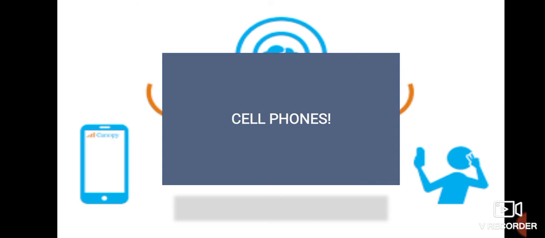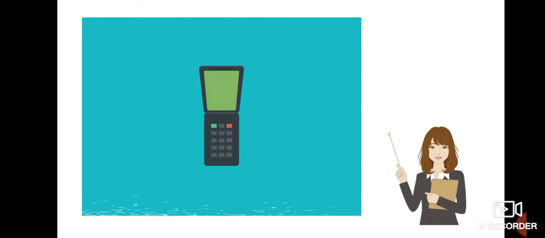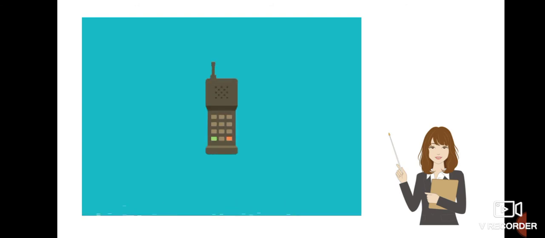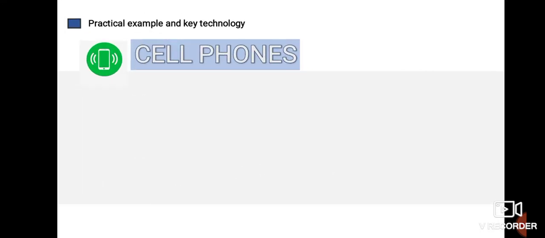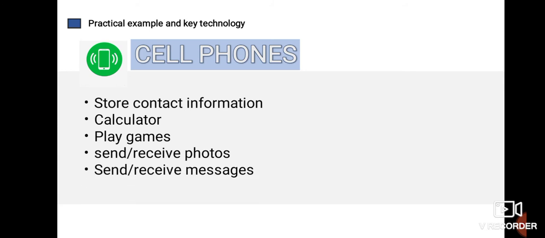Cell phones have gone through a revolution, from the very first 10-inch Motorola cell phone in 1973 to the latest smartphones that we have today. Cell phones have multiple functions: they store contact information, have a calculator, we can play games, receive or send photos or messages, and play music. These are the different functions that cell phones can do.